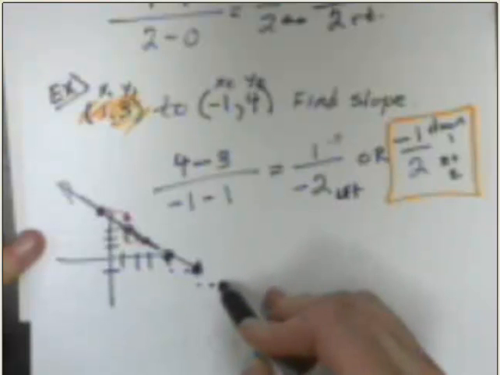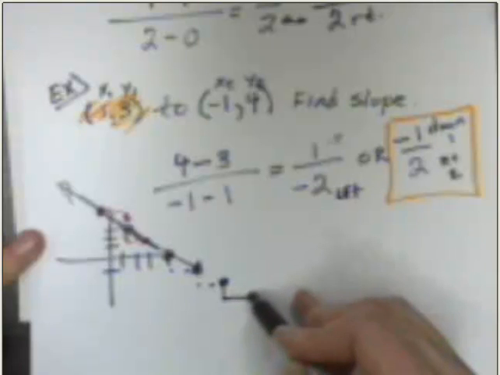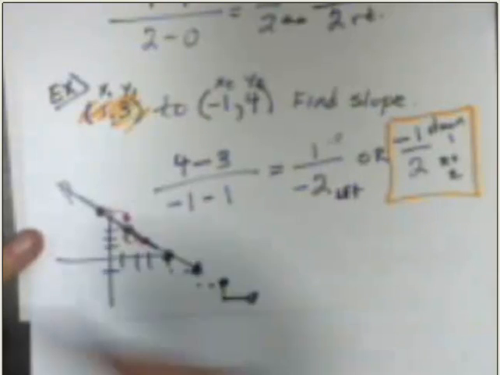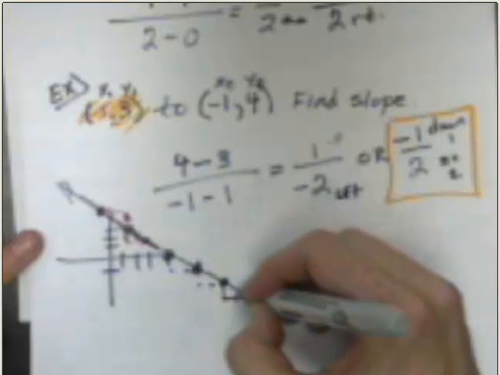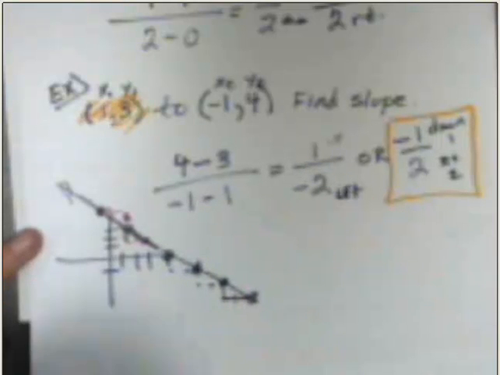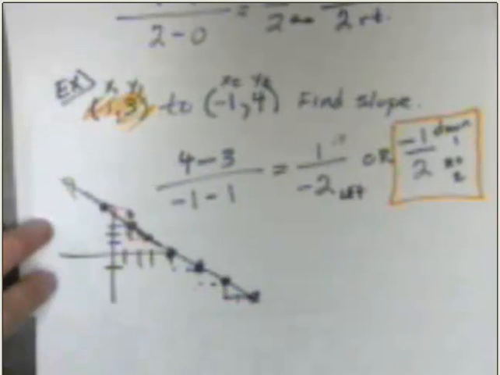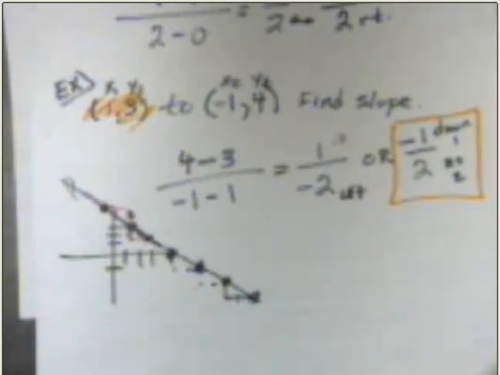Down 1 to the right 2. Let's just show you the steps there. Keeps happening forever. Same thing. Very cool. Numbers can be as big or small as they want. The process is still the same.